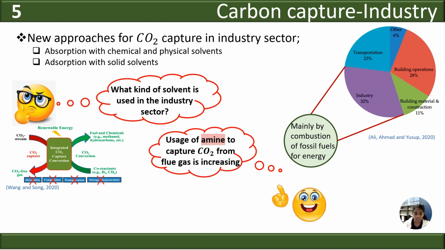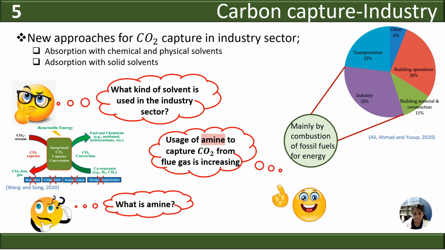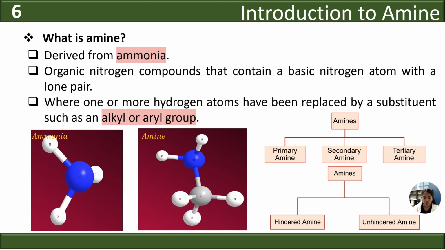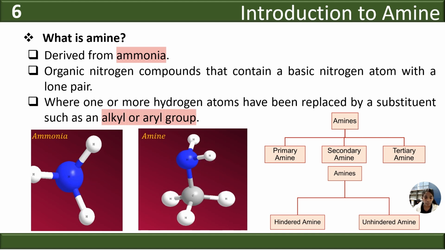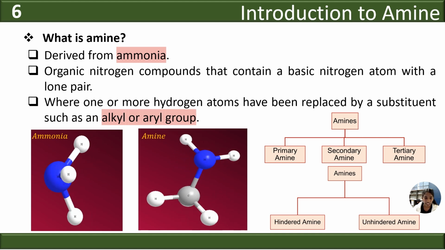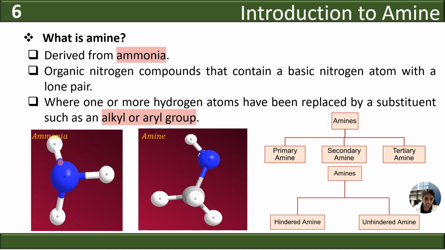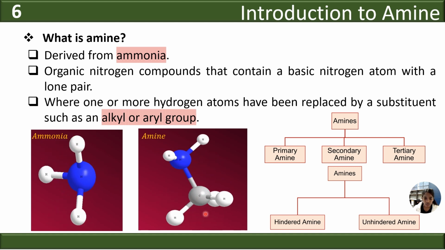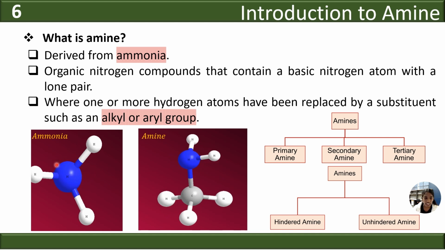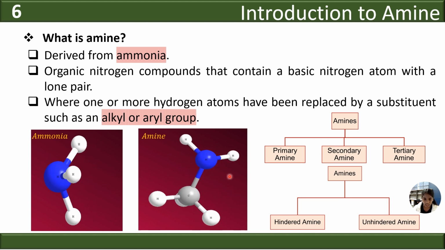They are mainly using amine. Then what is amine? Amine is derived from ammonia where one or more hydrogen atoms are replaced by an alkyl or aryl group. Here we can see that this is ammonia. Here this one hydrogen atom is replaced by an alkyl group. This is ammonia, this is amine.